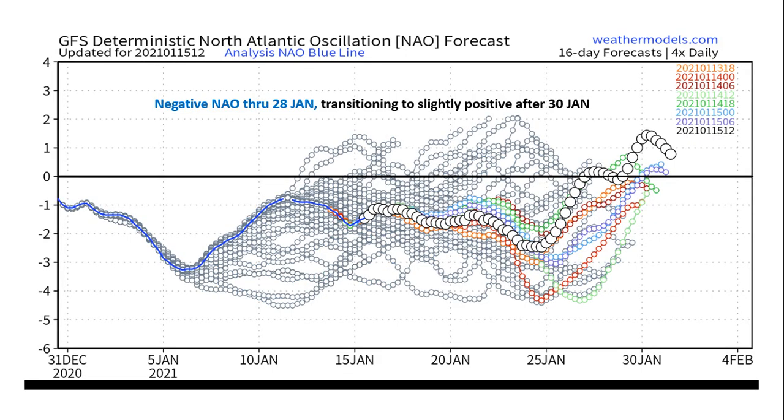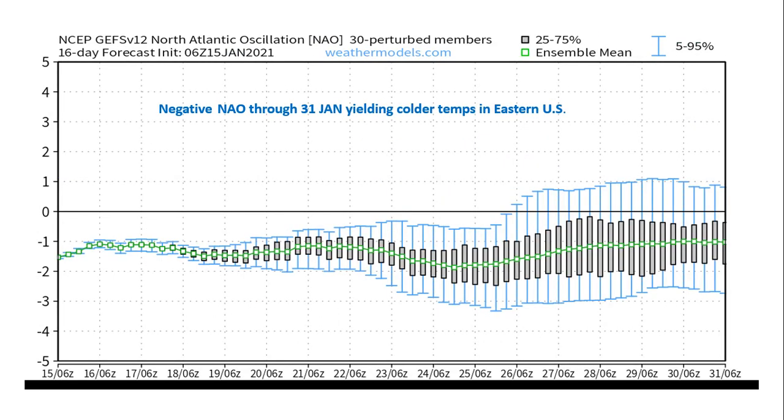How about the GFS deterministic NAO forecast showing a negative tendency, eventually just like the AO, showing a neutral condition, transitioning to slightly positive after 30 January. Again, I take this with a grain of salt because I've seen the last 2 weeks how this model tries to make it positive and then it goes back to negative. And then finally, the NCEP GEFS V12 NAO 30 members. This forecast is out to the 31st of January. Oh, the green line staying negative. You're getting the hint here. So we have a negative AO, like I briefed last week. We have a negative AO, negative NAO.